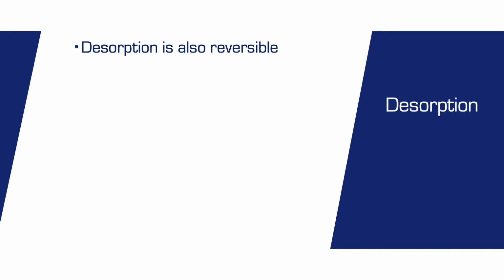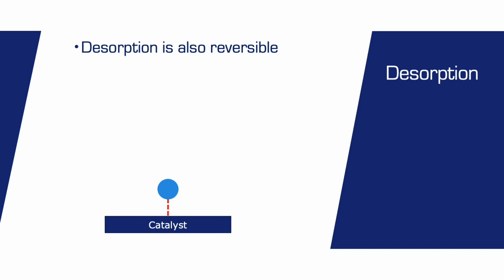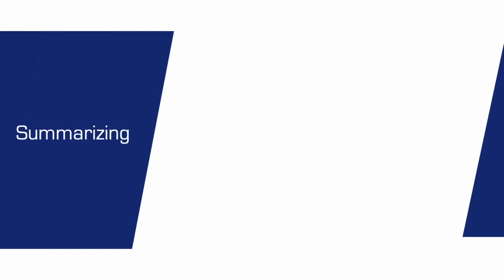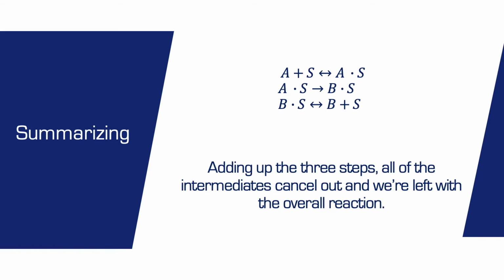Desorption. Desorption is also reversible. Here, K_B is defined the same way as K_A. It represents the affinity of B for the catalyst. Summarizing, adding up the three steps, all of the intermediates cancel out and we're left with the overall reaction.